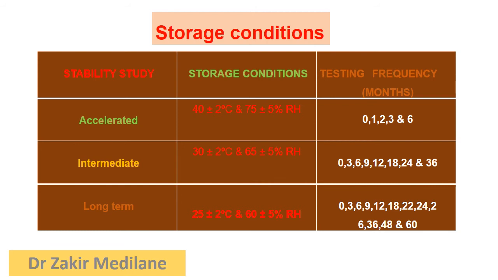If you see the last one, that is long-term stability, the temperature exposure is very low. We have to maintain a minimum of 25 degrees and a maximum of 60 degrees centigrade. When we compare with the upper tables, that is intermediate and accelerated, its temperature conditions are very mild when compared to accelerated and intermediate.